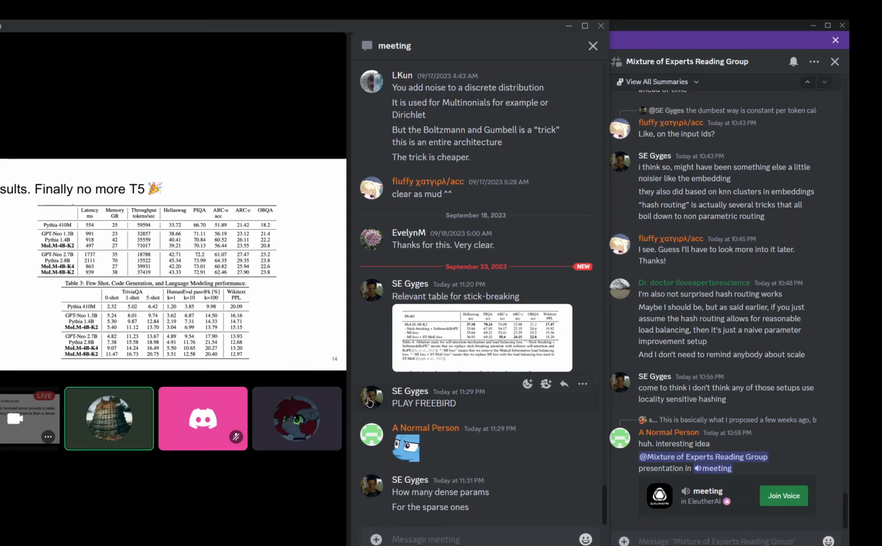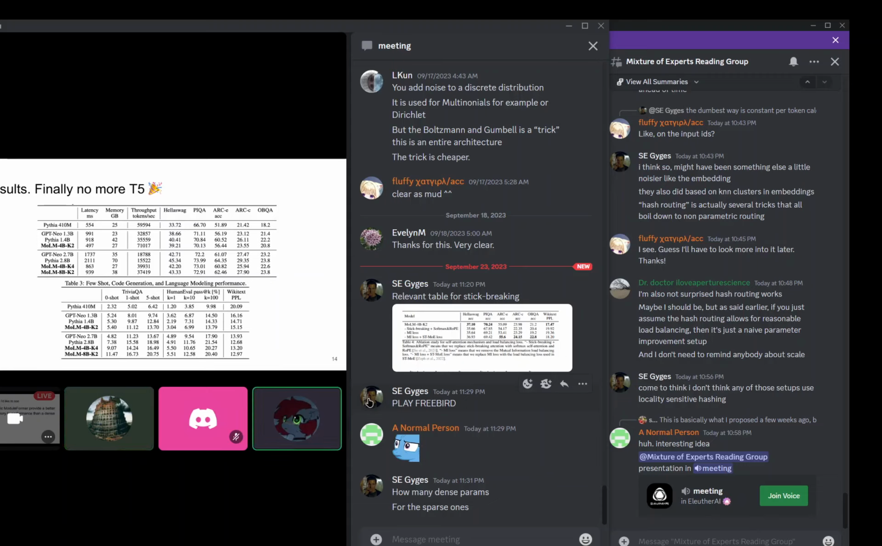Sure. I don't know. I'd have to see what the difference is, because with MoLM they do the weird stick-breaking thing. They have a bunch of changes that Pythia doesn't have.